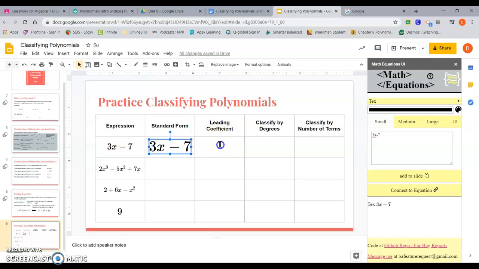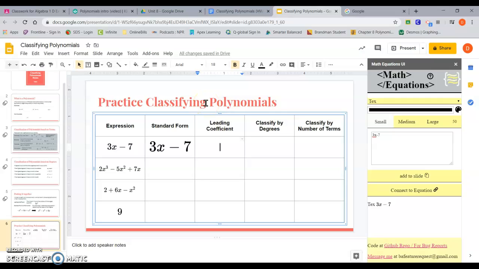Leading coefficient. I'm looking for the leading coefficient. The leading coefficient is the number that is attached to the variable with the highest degree. Well, that happens to be that 3x. So I'm going to enter 3. That's my leading coefficient. What degree is it? Well, if it's x to the 1, I know it is a linear degree. And then how many terms are combined by a negative or a positive? Well, 2, the 3x minus the 7, so I know it is a binomial. So that can be classified as a linear binomial.